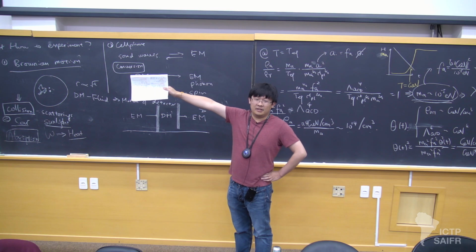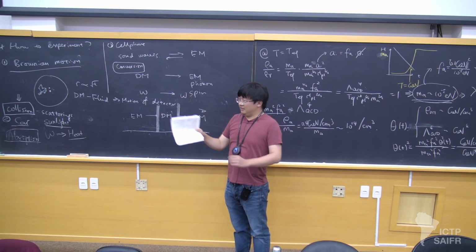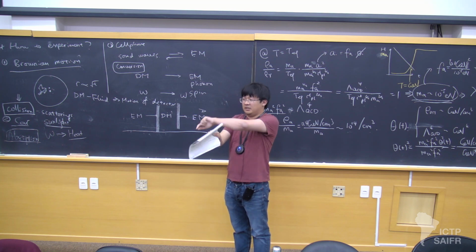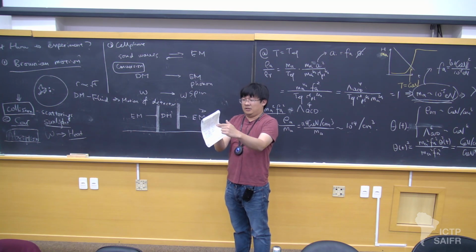There should be signals, right? I'm holding this paper out. There are WIMPs going this way, there are WIMPs going that way, right? So they scatter with my paper, deposit some heat, some kinetic energy of the wind. So this paper heats up a little bit, right?